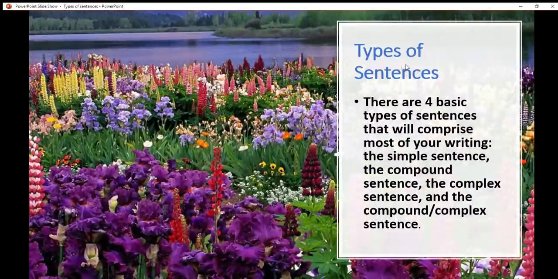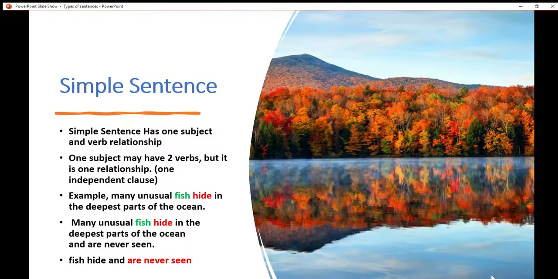Okay, so the types of sentences. There are 4 types of sentences that will comprise most of your writing: the simple sentence, the compound sentence, the complex sentence, and the compound complex sentence. Let's learn more about types of sentences.